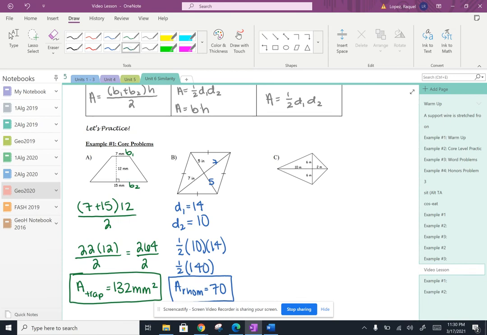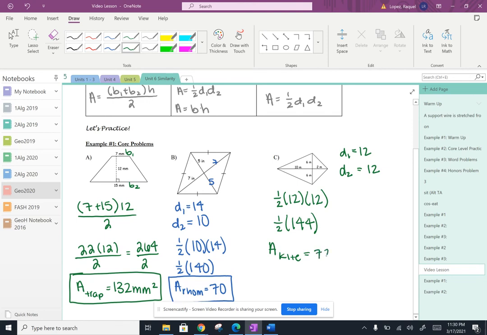Okay, and our final one, C, is a kite. The length of one of the diagonals is going to be 6 plus 6, or 12. The length of the other diagonal is going to be 10 plus 2, which is also 12. So we're going to stick those numbers into our formula. So 1/2 times diagonal 1, which is 12, times diagonal 2, which is also 12. And then we do 144 divided by 2, and the area of the kite is 72.